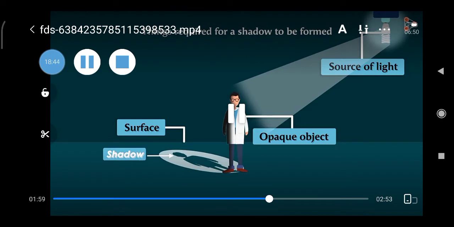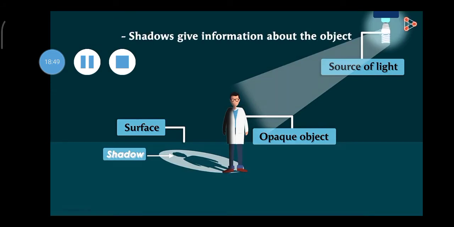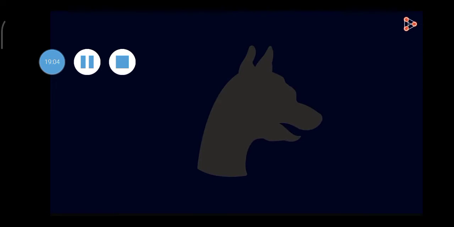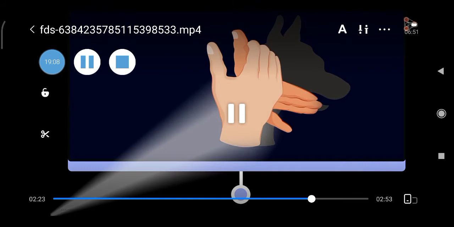What's so special about shadows? Shadows also give us some information about the object. So if I show you this shadow, you will be able to tell me that it's a human body shadow. But sometimes they can also be misleading. For instance, can you name the body of which this is a shadow? You'd probably say it's that of a dog, but it's just our human hands playing the trick.